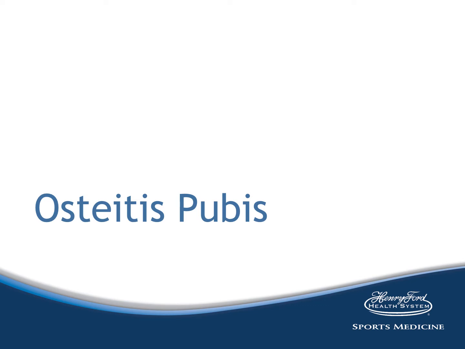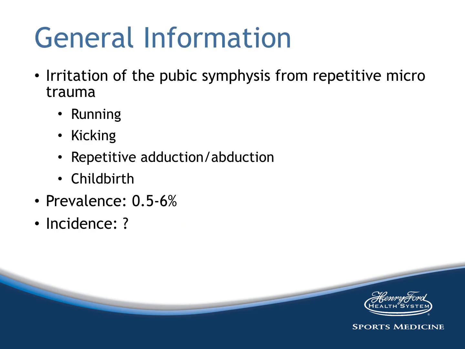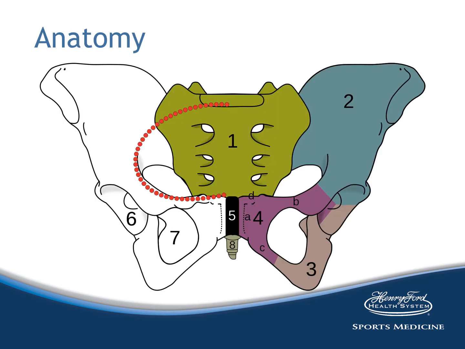Osteitis pubis is an irritation of the pubic symphysis from repetitive microtrauma, most commonly seen in runners, but also can be seen in kicking sport athletes or due to repetitive adduction-abduction activities. Childbirth can also cause damage to the pubic symphysis region and osteitis pubis. The prevalence is thought to be around 0.5 to 6%, but the incidence is unknown.